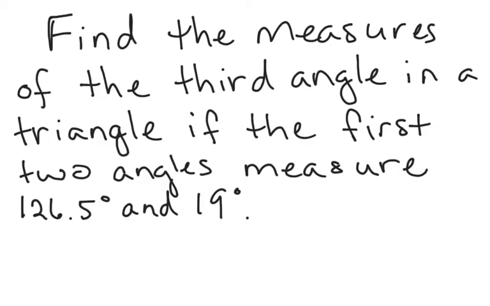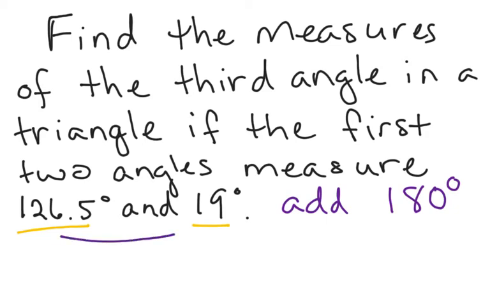So if we have a word problem that tells us to find the angle measure of the third angle in a triangle, if the first two angles measure 126 and 5/10 degrees (126.5) and 19 degrees. In order to solve this, we need to remember the rule, which is that all angles add up to 180 degrees in any triangle. If it doesn't add up to 180 degrees, it's not a triangle.